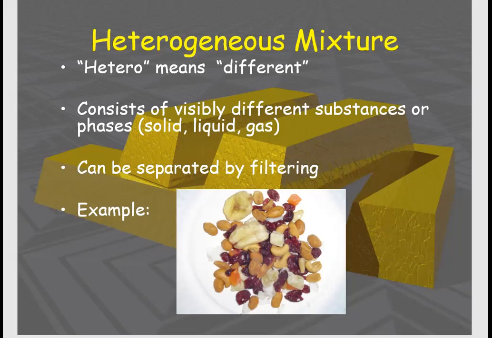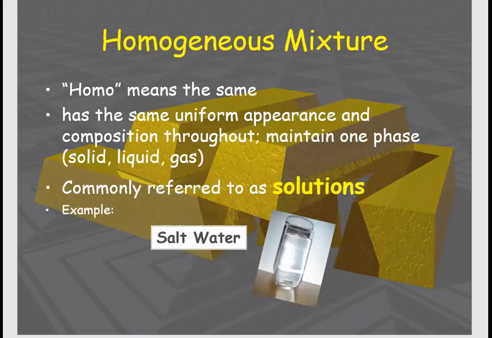All right. Next we have homogeneous mixture. Homo means the same. So a homogeneous mixture has the same uniform appearance and composition throughout. It only maintains one phase. It's either solid, liquid, or gas. A homogeneous mixture is commonly referred to as a solution. For example, we have salt water. The salt is being dissolved in the water.